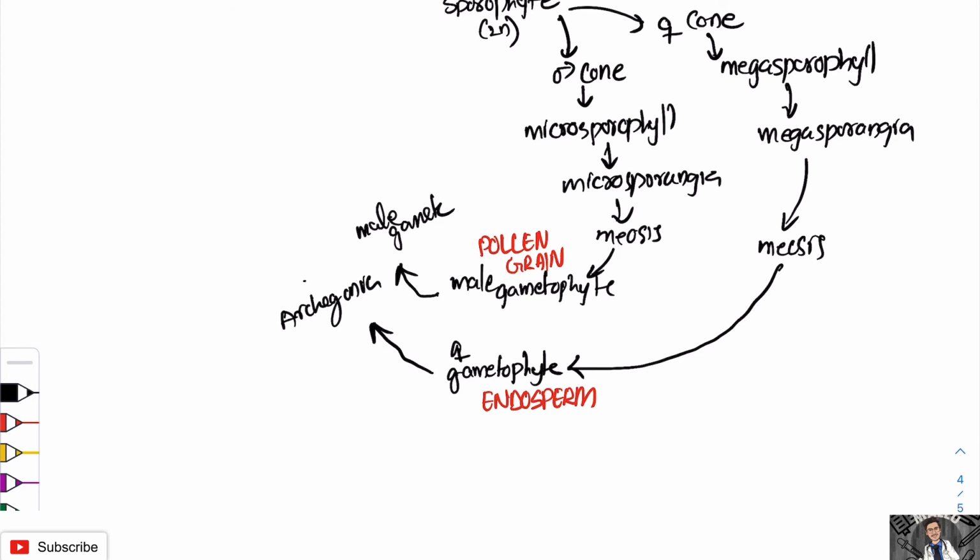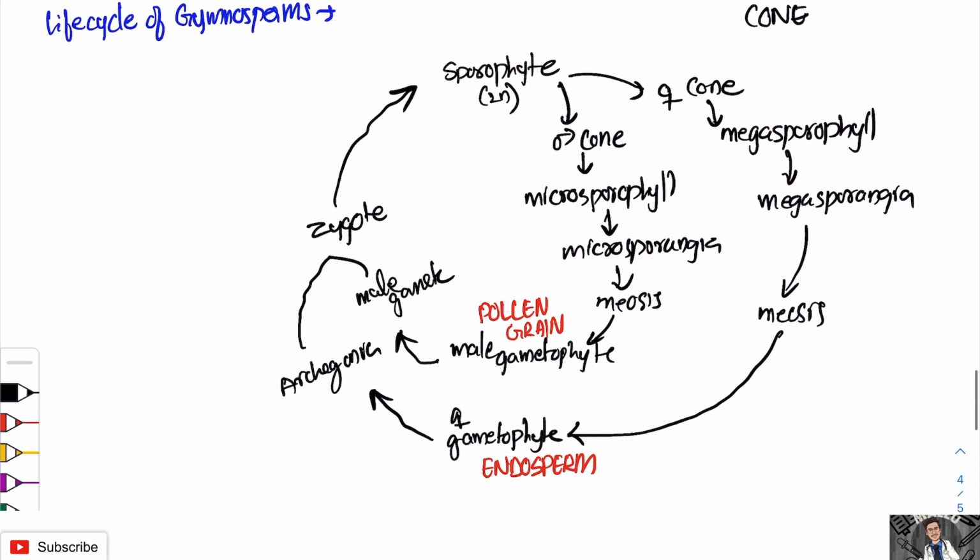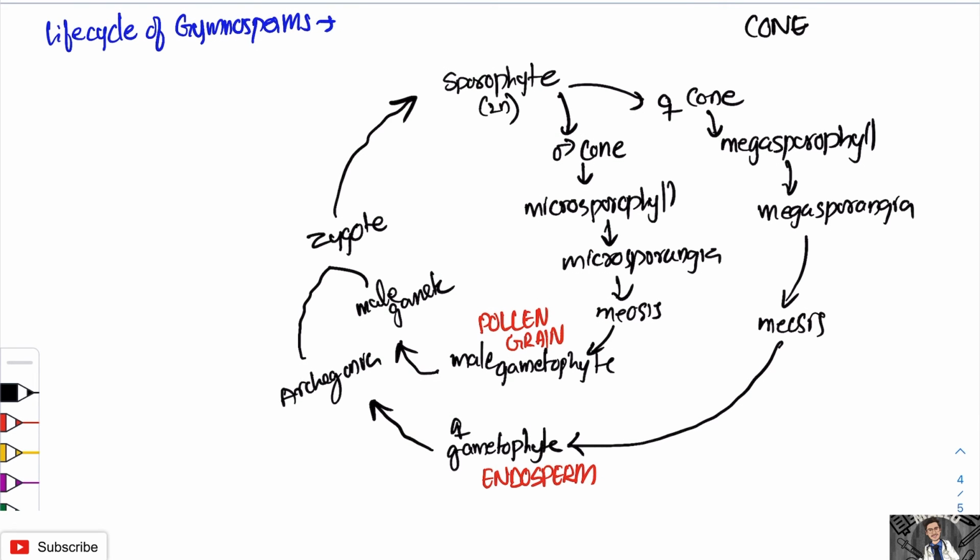And now there is fusion between the male gamete and the archegonia to form the zygote, which eventually forms the sporophyte. So that completes the life cycle of gymnosperms, but you have new terms like pollen grain, endosperm, and a lot of other stuff. So let's have a comparison between pteridophytes and gymnosperms at the earliest. So let's see.